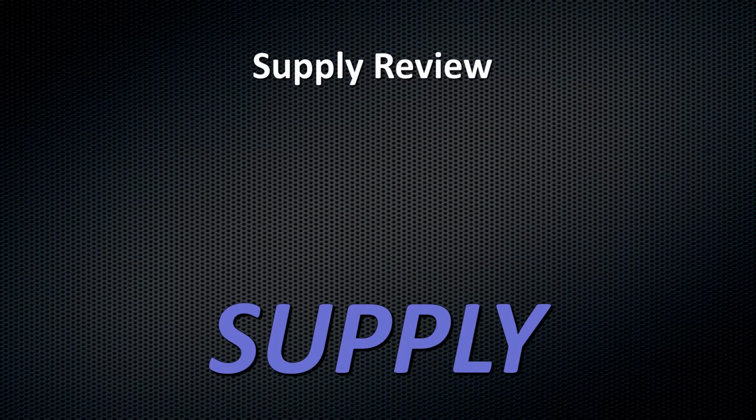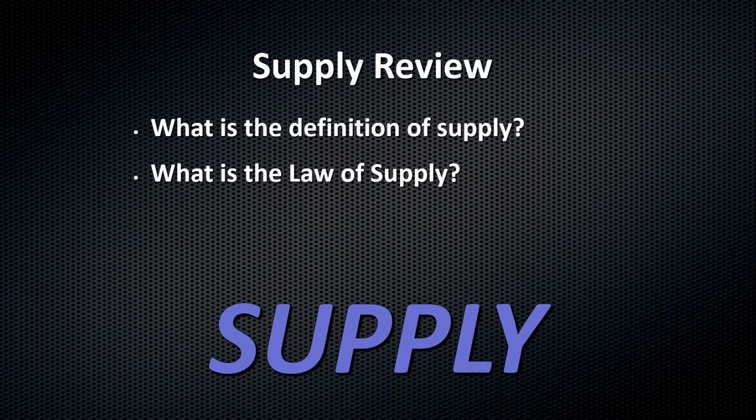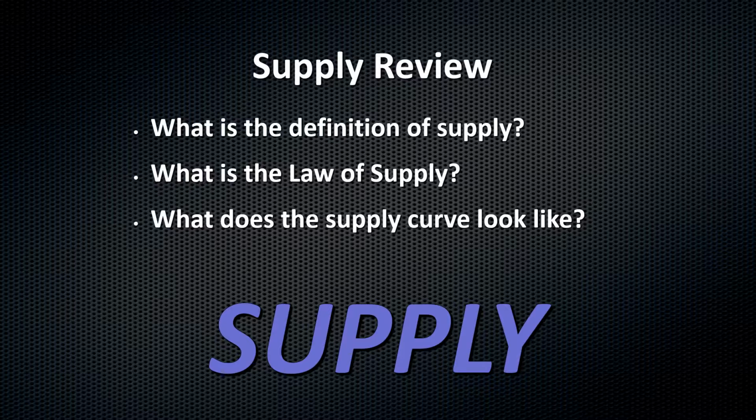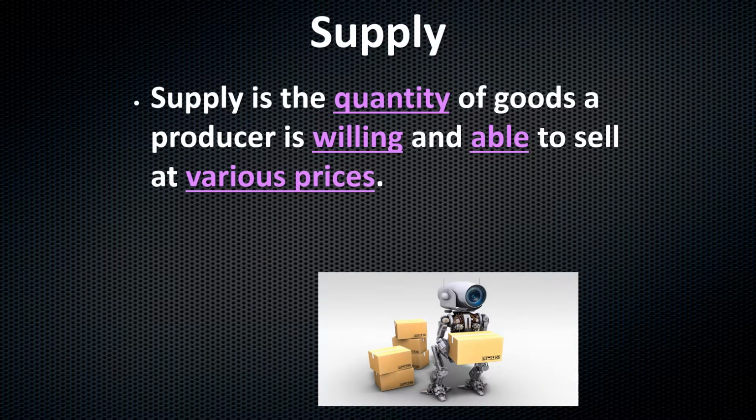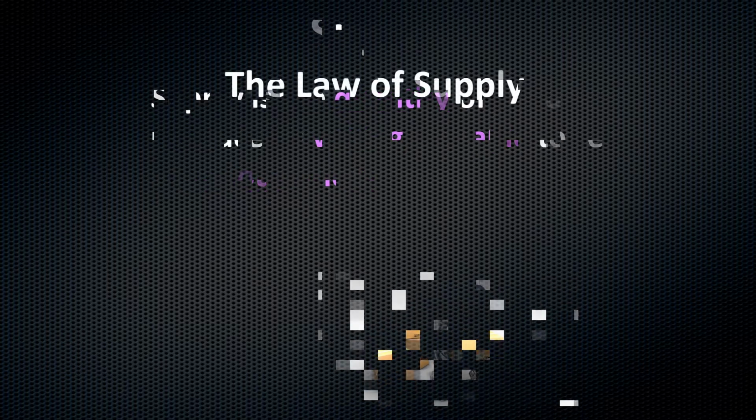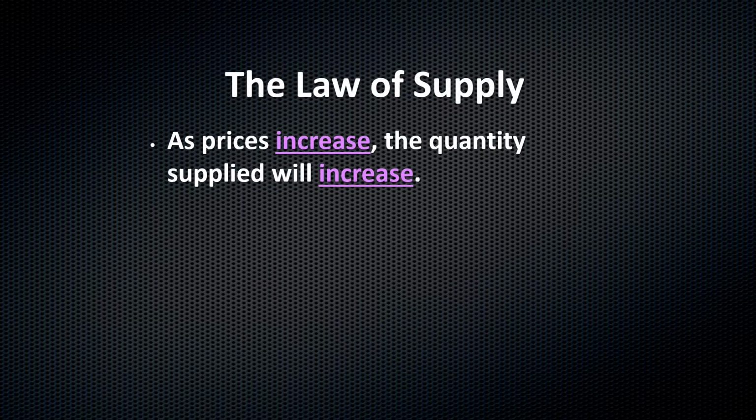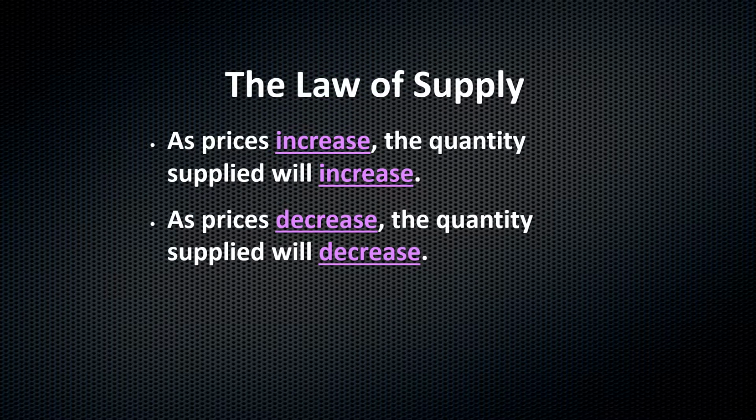Next, I'm going to review supply. We're going to look at the definition, the law of supply, and what does the supply curve actually look like. All right, so supply is the quantity of goods a producer is willing and able to sell at various prices. The law of supply: as prices increase, the quantity supplied will increase. As prices decrease, the quantity supplied will decrease.